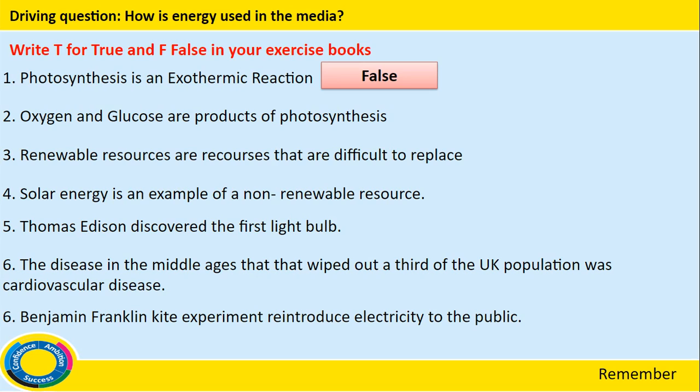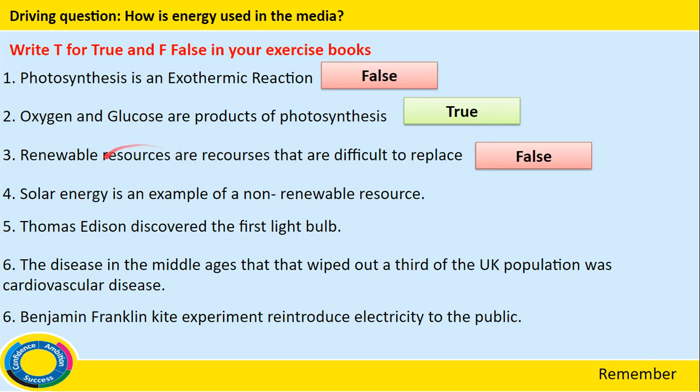Number two, oxygen and glucose are products of photosynthesis. That is true. We know that the process of photosynthesis produces oxygen and glucose, which is needed for cellular respiration. Number three, renewable resources are resources that are difficult to replace. That is false. They're easy to be replaced, and as much as you use them, they can be replaced or replenished easily over time.